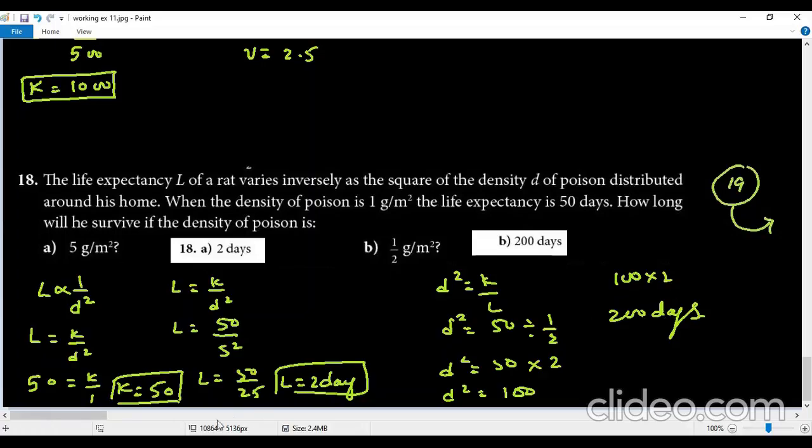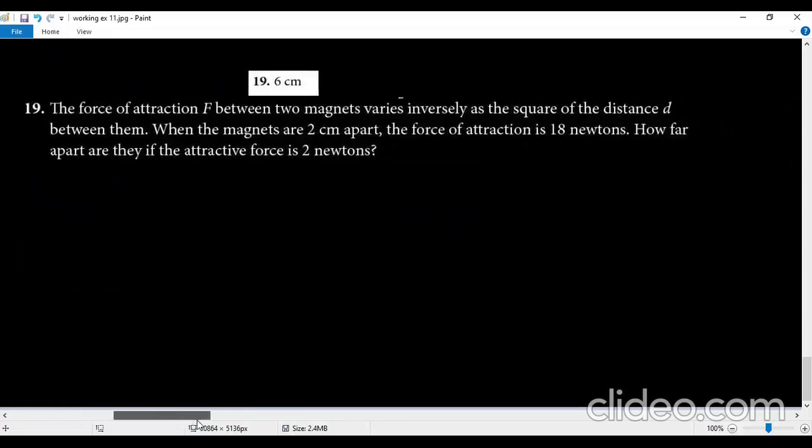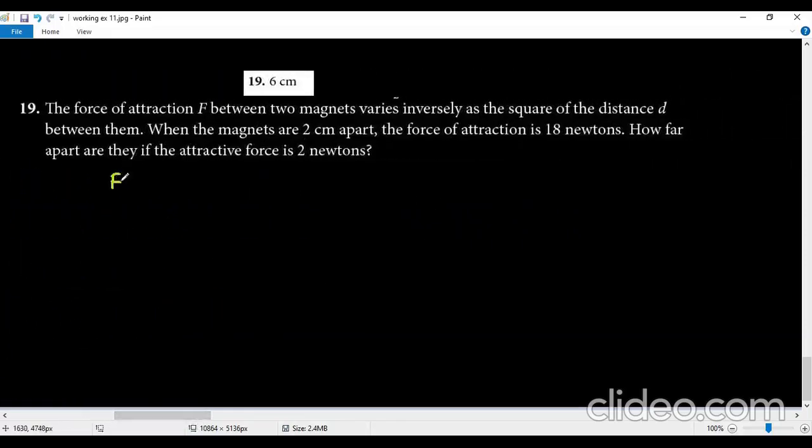Now comes the last question of this exercise. The force of attraction between two magnets, that means F, is inversely proportional to the square of the distance d. That means the square of the distance d. In here, first we find out the value of k. The magnets are 2 centimeters apart. That means F equals k over d square. The force is 18 Newton, and the distance d square means 4. So k is going to be equal to 18 times 4, which gives us 72.